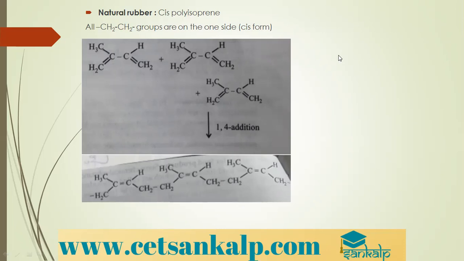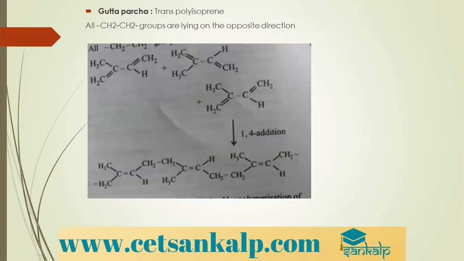You can look at the structure of the natural rubber also. If the two CH2 linkages are on opposite sides of the carbon-carbon double bond, then we call it trans polyisoprene. You can see here the two CH2 groups are on opposite sides. Here there is one CH2 linkage, and here there is another CH2 linkage. Since they are on opposite sides, it is called trans polyisoprene. And this trans polyisoprene has another name, gutta percha.